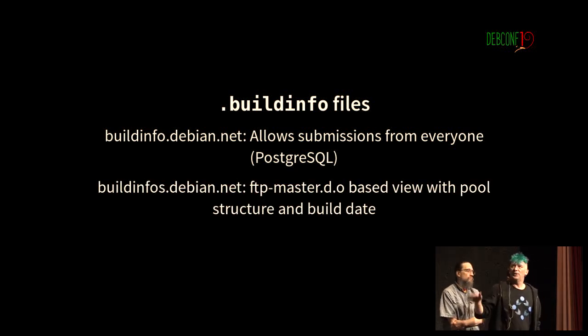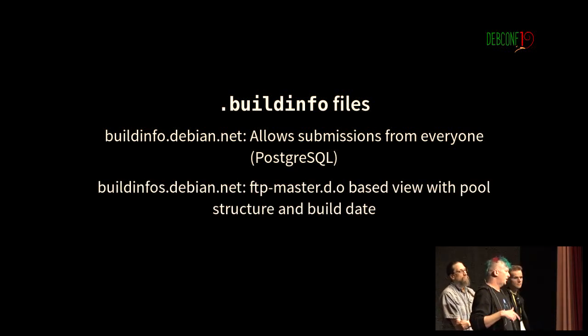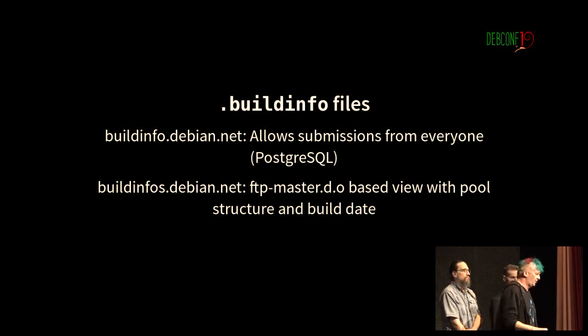And so I wrote this buildinfos.debian.net, which just exposes what's on FTP master. So you can download this via Apache with a web server. And that's a build date structure. So every day there's a new directory where the builds from the day are in. But if you want to find something, you need to know when it was built. So I've created a script which creates a pool structure, so you can now go to whatever the package's pool directory is and find the build info files there.